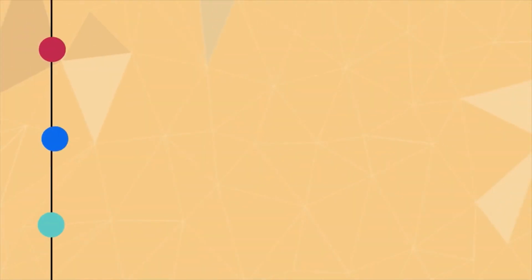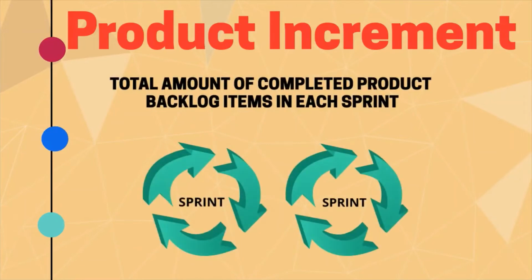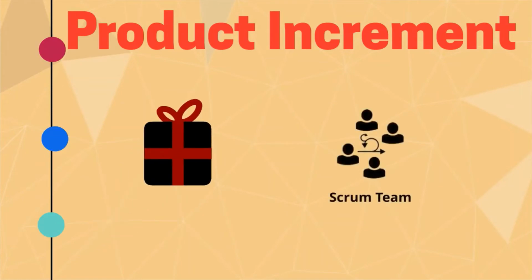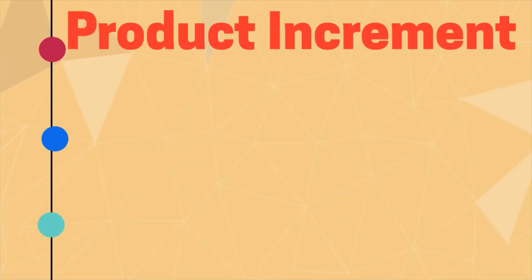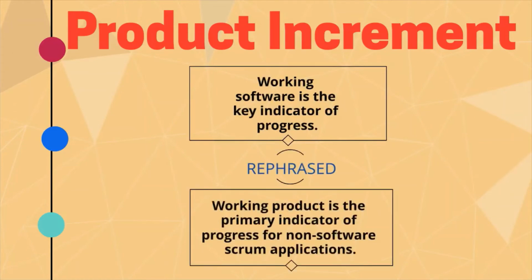The product increment is the total amount of all completed product backlog items in each sprint, plus the value of previous increments. At the end of each sprint, the product increment gives an accurate and transparent summary of the product state. Product increment assists Scrum teams in understanding the Agile principle that working software is the key indicator of progress, which may be rephrased as working product is the primary indicator of progress for non-software Scrum applications.